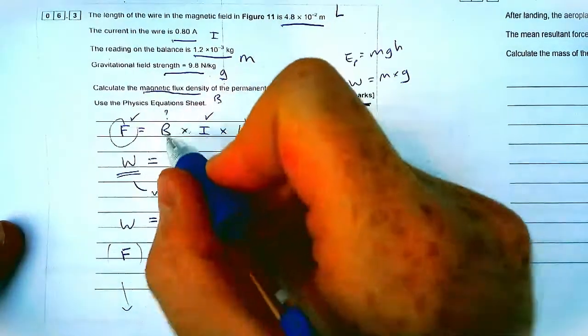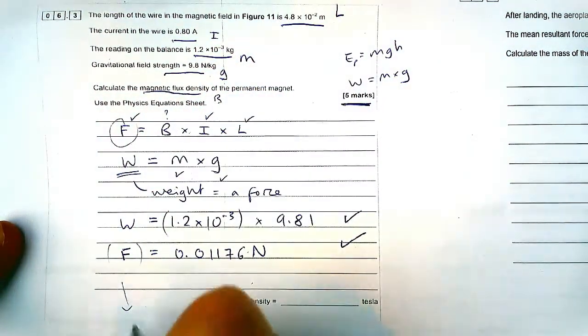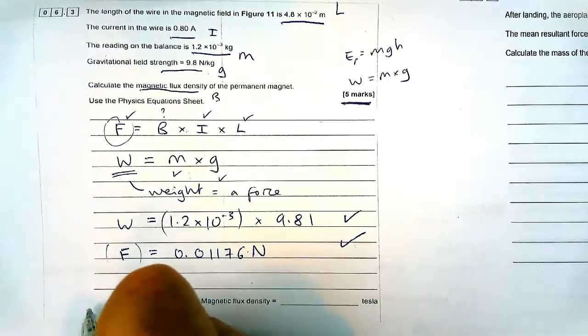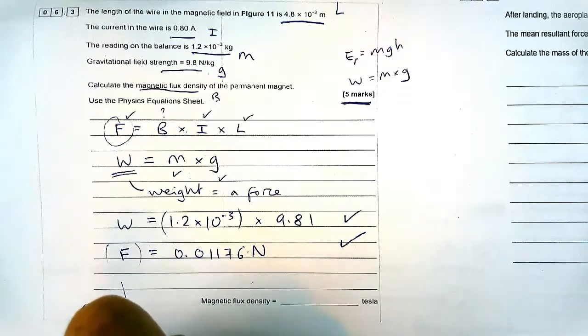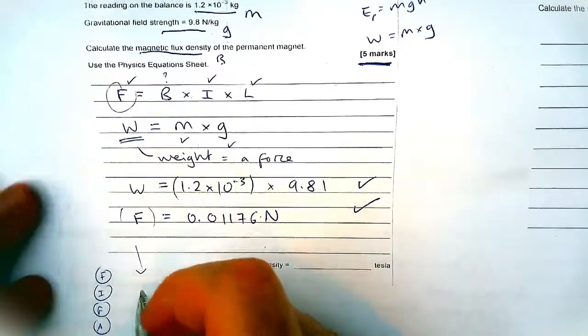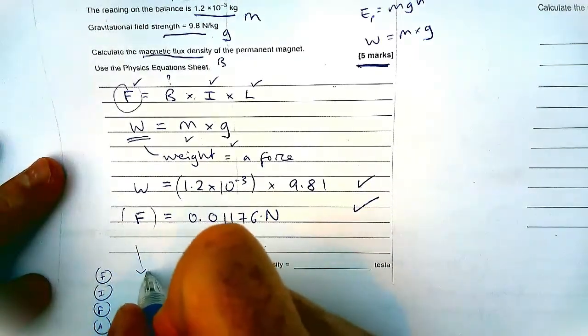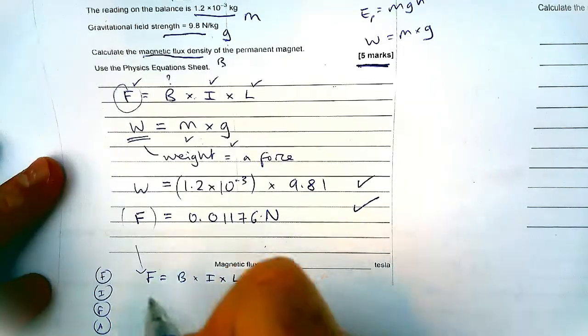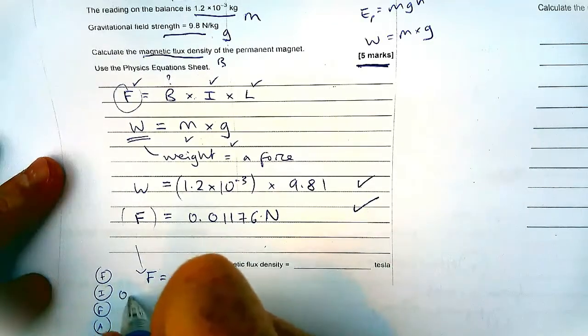So let's use a little bit of FIFA for this one to make sure we're rearranging correctly. So FIFA means we've got formula, insert values, fine tune, and give an answer down below, just to make sure we're rearranging our equation correctly, because it's easy to mess this one up. So first stage formula, F equals B times I times L, write out again just in case you get confused. The force we now know, so I'm going to write that underneath it, 0.01176.